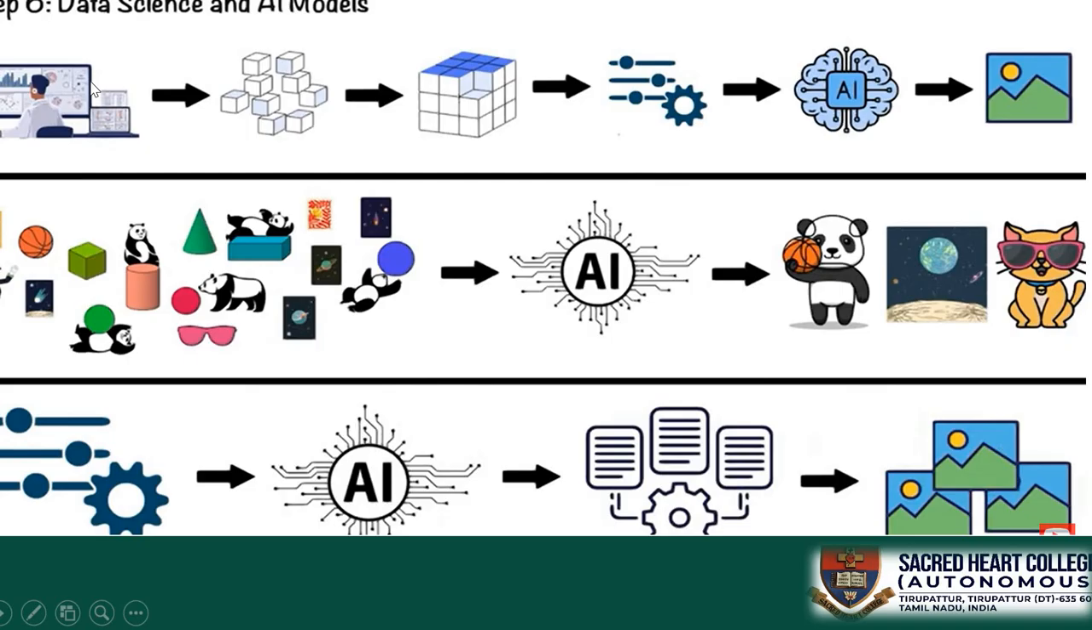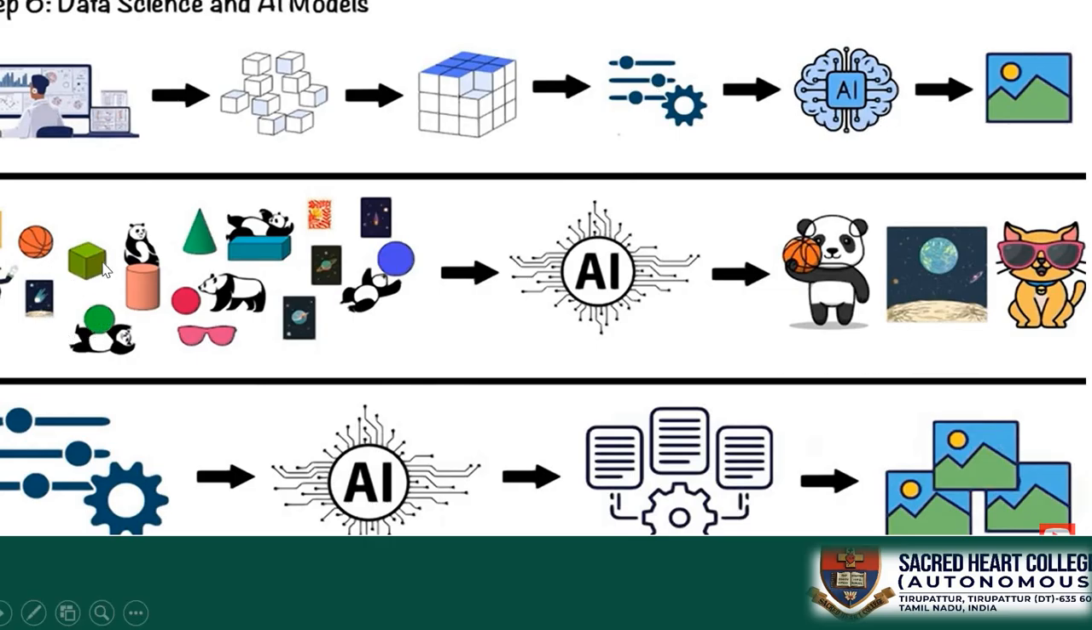So let's see the first row. The data scientist analyzes data using charts and dashboards. Data is structured into cubes here, and it represents the databases or data sets. Feature engineering is applied to extract meaningful insights. The AI model learns from the processed data, and the final output is generated as an image, likely produced using AI based image synthesis.